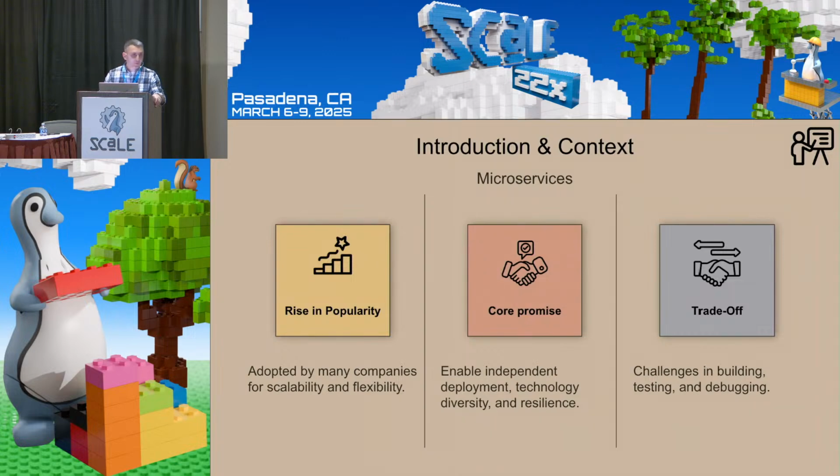So yeah, I'm going to talk about microservices. This is something that most people know about. They have risen in popularity because they offer scalability and flexibility. The core promise for microservices was to enable independent deployments, technology diversity, and also resilience. But it comes at a cost. So there's a lot of trade-offs to gain these benefits. And in this talk, I'm specifically going to talk about the trade-offs on the technology side. There are a lot of trade-offs on the organizational side as well, so we're not going to focus on those today.